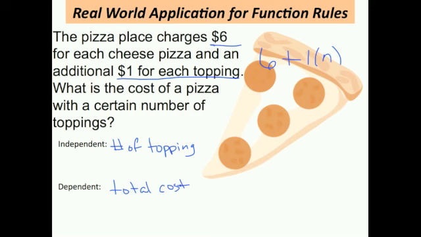Okay, so we have $6 a pizza, $1 for each topping. We have our expression, 6 plus 1 times n. That means $6 for the pizza, $1 for each topping, and that's going to total, we'll call it y, for the total cost. I'll put y over here, and this will be n.